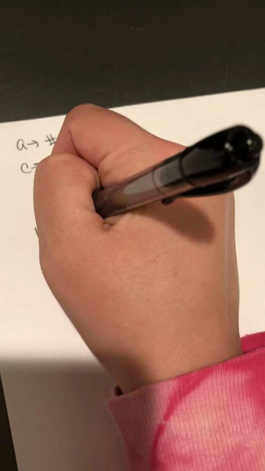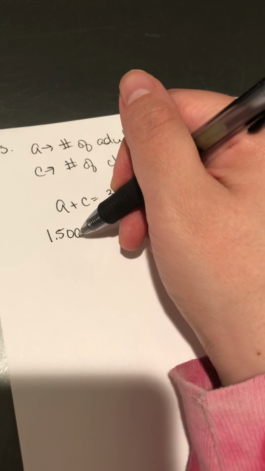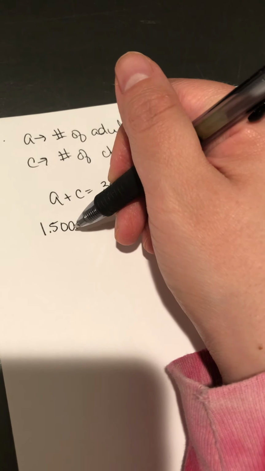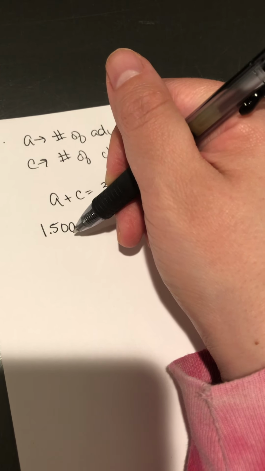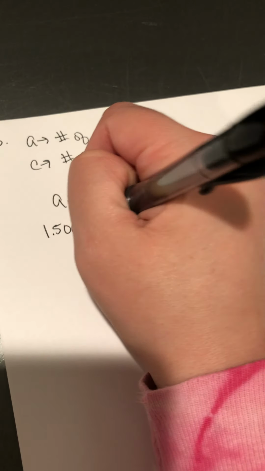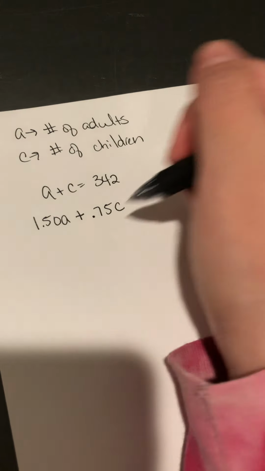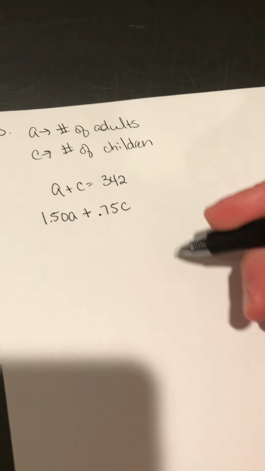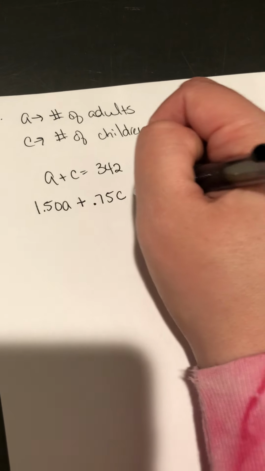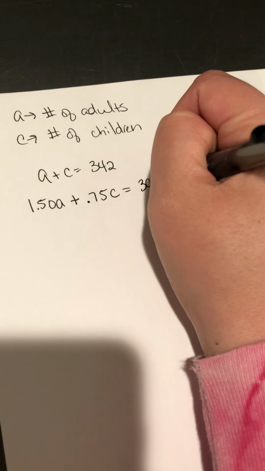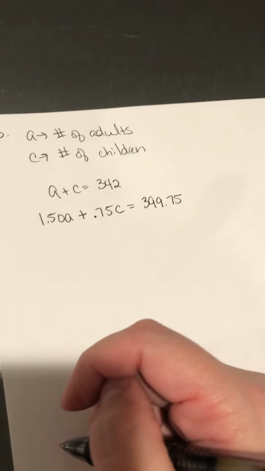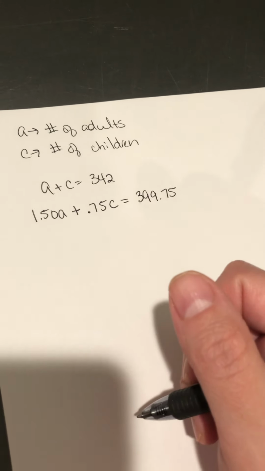If I take the admission cost, $1.50 for adults, how much I earned off adults is 1.50 times A. If one adult came, I got $1.50. If two came, I got $1.50 times 2. If 3 came, I got $1.50 times 3, and so on and so forth. Plus, I have 75 cents for children. If I get one child, I get 75 cents. Two children, 0.75 times 2, and so on and so forth. That has to give me my total admission, which it tells me is $399.75. So there's my system of equations.